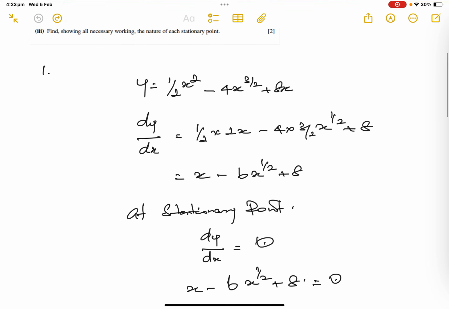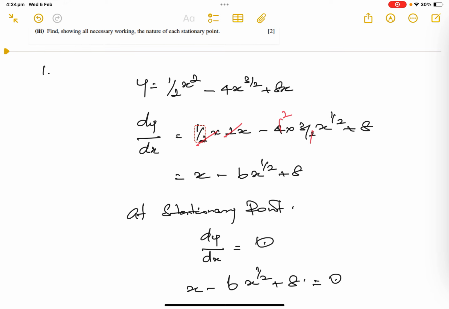Let's differentiate. dy over dx equals half times 2x minus 4 times 3 over 2 x to the power of half plus 8. Simplify that: the 2 cancels out, leaving x, then 2 times 3 is 6. So minus 6x to the power of half plus 8. So this is dy over dx, the gradient of the tangent of the curve at any particular point.